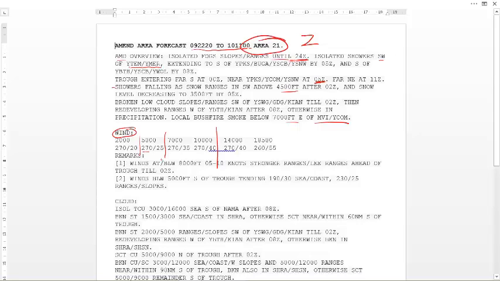knot headwind. Now that's pretty significant, because if I'm flying an indicated airspeed of 120 knots and I'm flying into a 30 knot headwind, then of course you can very quickly see that I'm only going to make about 90 knots ground speed, and that's going to be very important for my fuel consumption. There's some warnings about turbulence, etc.